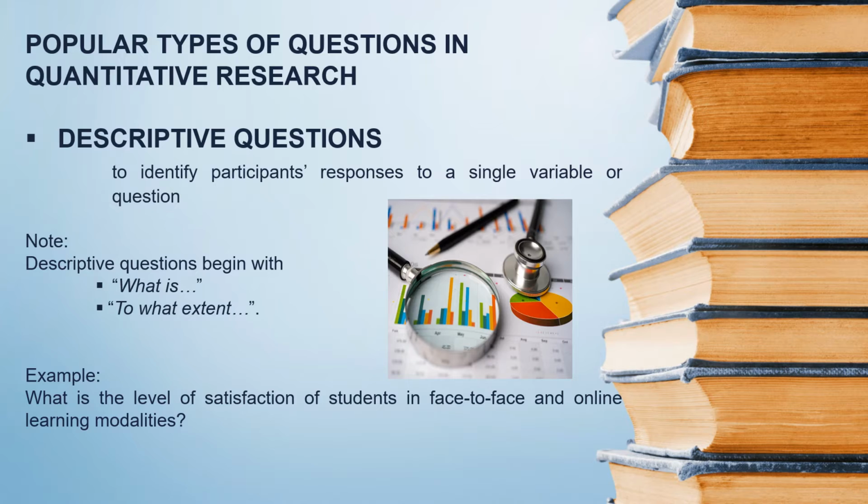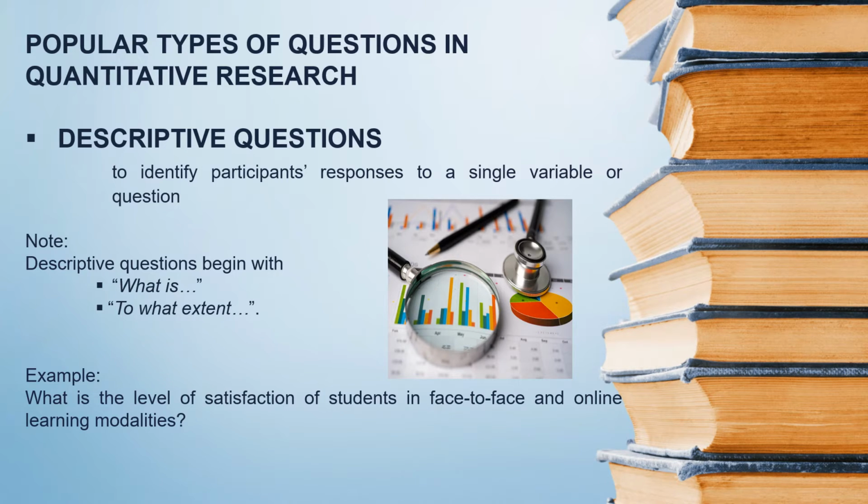Researchers use a descriptive question to determine the participants' answers to a single variable or question. The variable mentioned here can be an independent, a dependent, or an intervening variable. Usually, descriptive questions are those that begin with what is and to what extent.